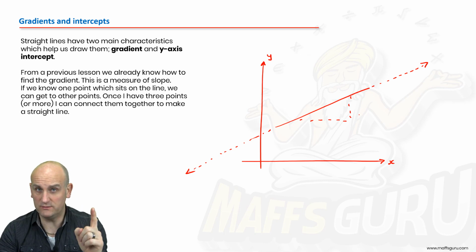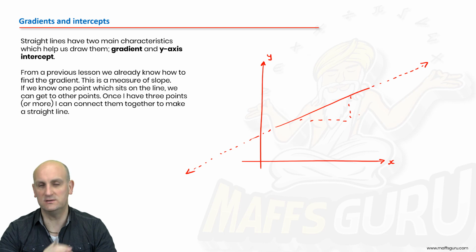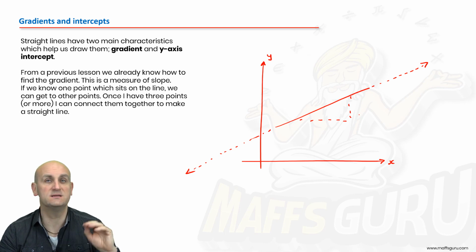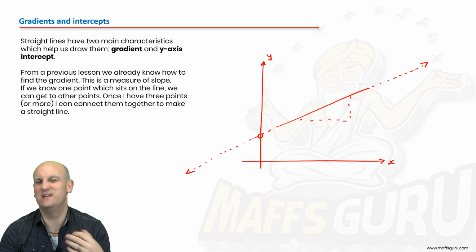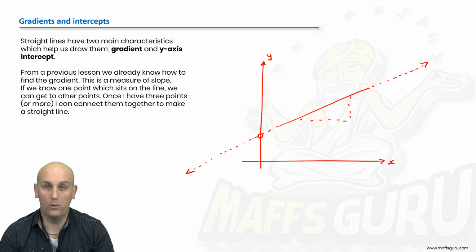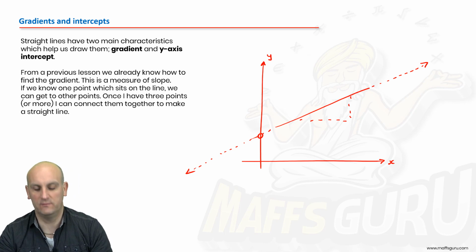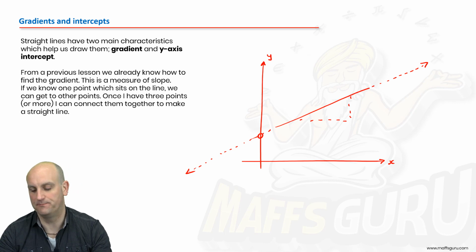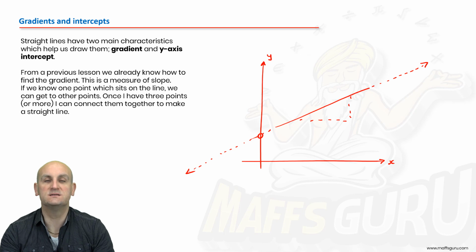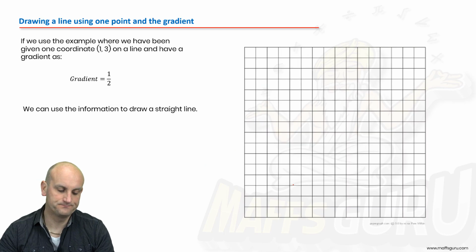So if we have a point on the line and the gradient, we can actually draw that whole thing. Now, as I'm going to say a little bit later on, one of the most useful points, or one of the points that they generally give us, is that thing there called the y-axis intercept. Why is it called the y-axis intercept? Because it hits the y-axis. So if I know the gradient and the y-axis intercept, life is really, really good.